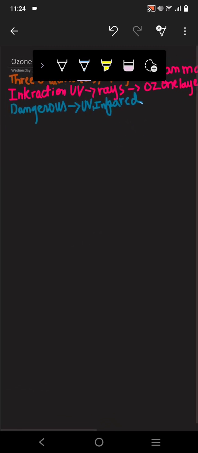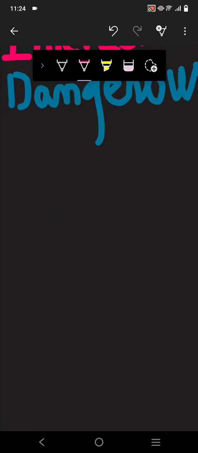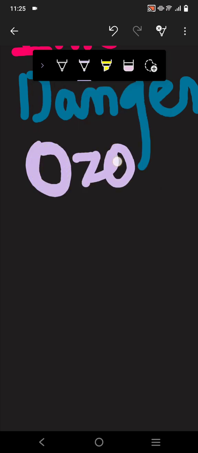Now what is the meaning of depletion? Depletion means diminished. Diminished means something is very less in quantity. So in our case, ozone depletion.